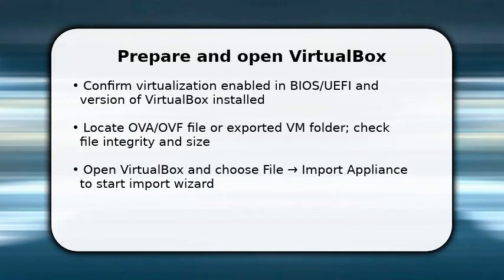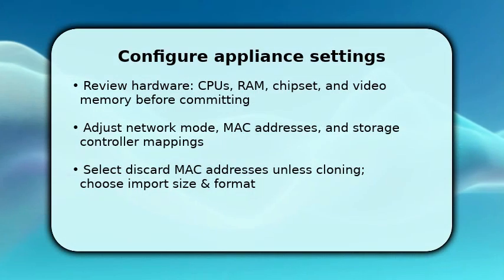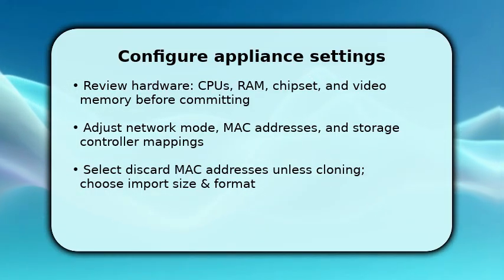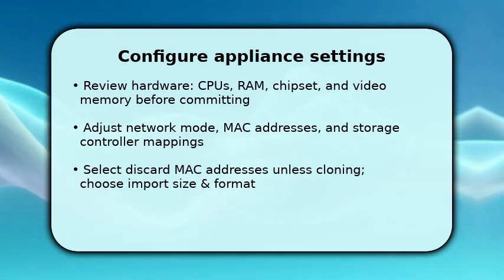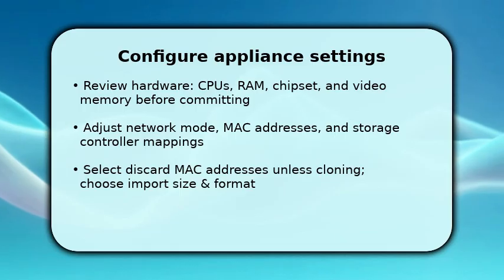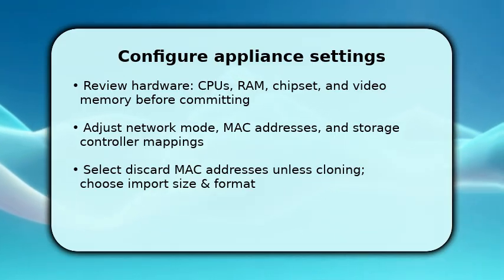You'll now see the appliance settings screen where the how and why matter. Change CPUs and RAM to match your host budget so performance is predictable. For networking, pick NAT versus bridge depending on whether you need internet-only or LAN visibility. Adjust MAC addresses if duplicates could conflict.